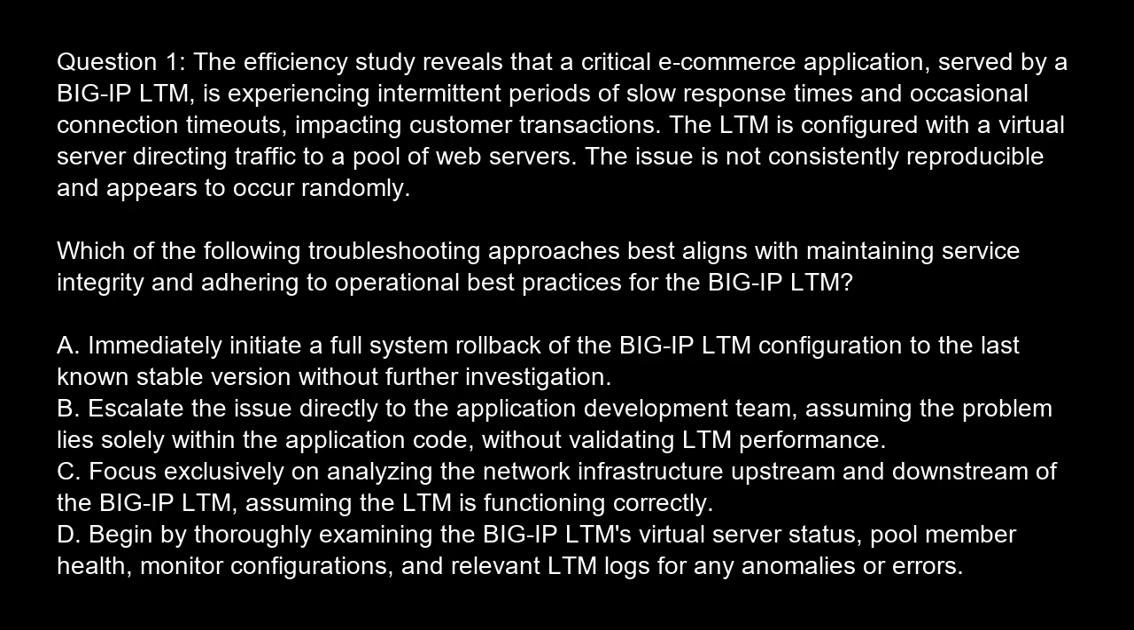Which of the following troubleshooting approaches best aligns with maintaining service integrity and adhering to operational best practices for the BIGIP LTM? Option A. Immediately initiate a full system rollback of the BIGIP LTM configuration to the last known stable version without further investigation. Option B. Escalate the issue directly to the application development team, assuming the problem lies solely within the application code, without validating LTM performance. Option C. Focus exclusively on analyzing the network infrastructure upstream and downstream of the BIGIP LTM, assuming the LTM is functioning correctly.